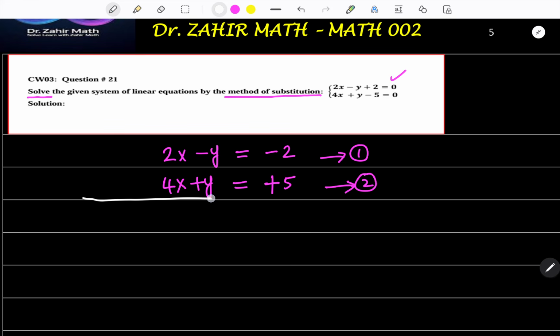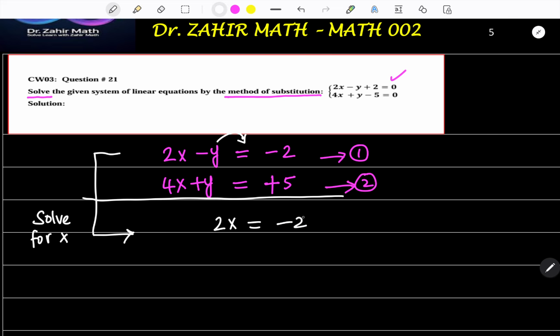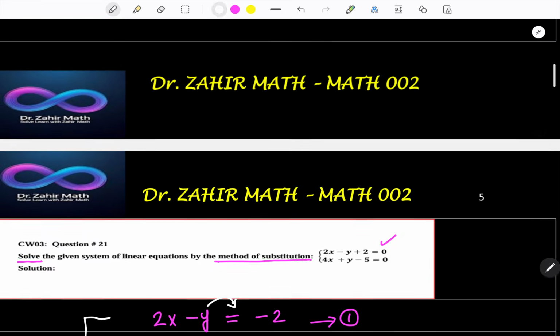What is step number 2? Step number 2, from equation 1, I'm going to solve for what? x. So 2x is equal to minus 2, and this y goes that side, which is going to become plus y, right? So 2x is equal to what? Come on. 2x equals minus 2 plus y.